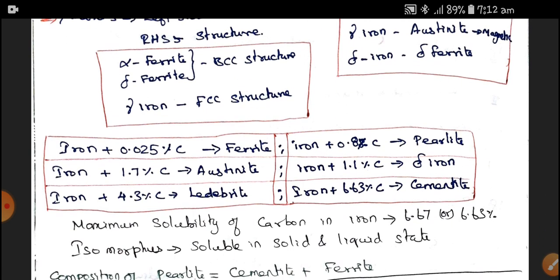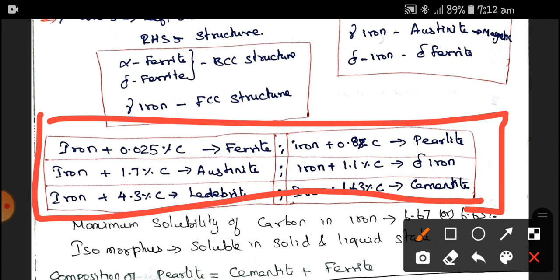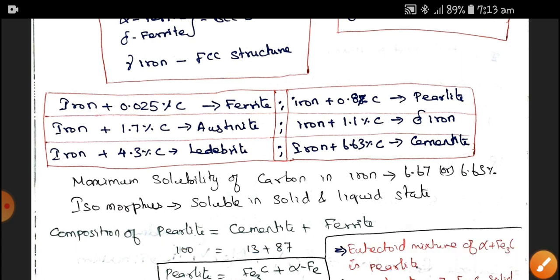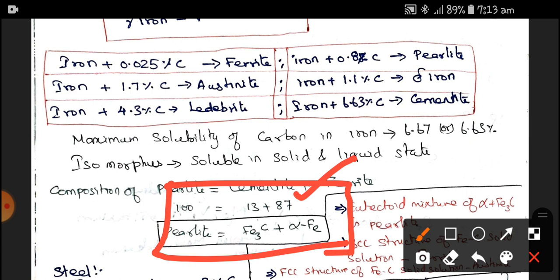Here you can notice that the figure gives the percentage of carbon and the forms. Iron plus 0.025 percentage of carbon is the ferrite form. Iron plus 1.7 percentage of carbon gives an austenitic structure. Iron plus 4.3 percentage of carbon gives ledeburite. And iron plus 0.8 percentage of carbon will give pearlite. We know that the composition of pearlite is cementite plus ferrite. Pearlite of 100 percent means ferrite of 87 percentage and cementite of 13 percentage. That is pearlite in the form of Fe3C plus alpha Fe. Fe means iron, C means carbon. So that is our understanding.